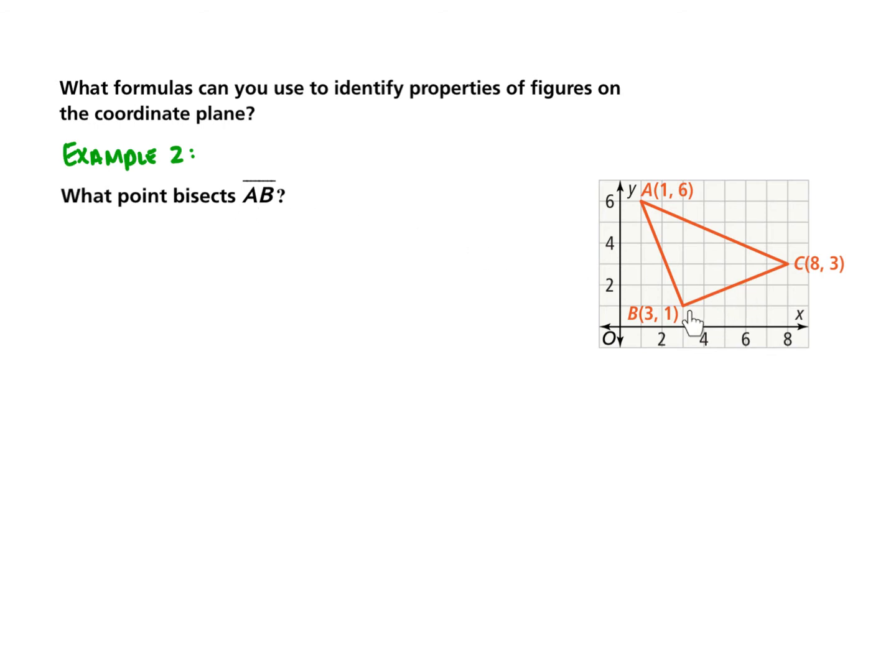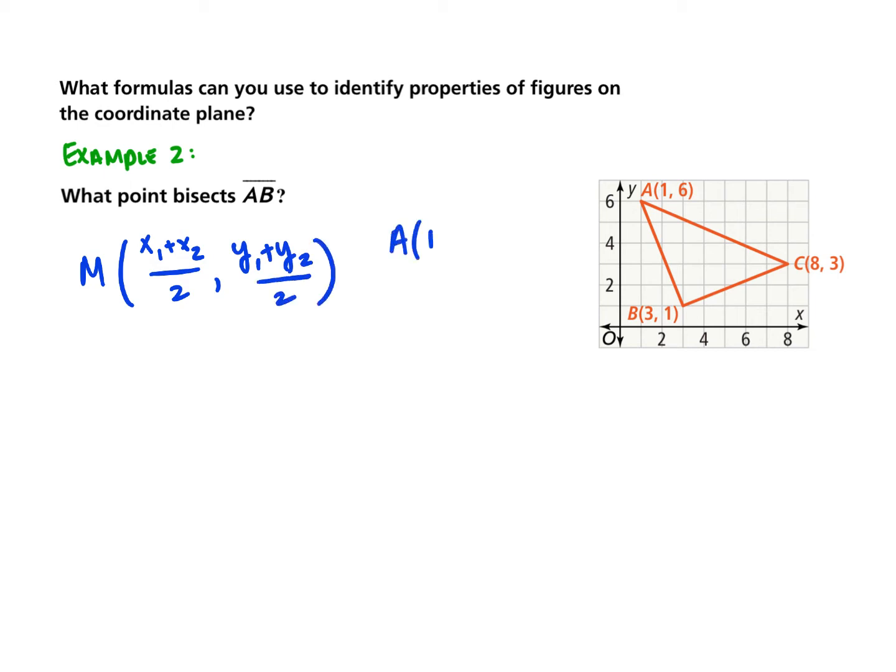The next question uses the same triangle, same corners, and it asks, how would we find the point that bisects segment AB? Well, to bisect it means to cut it exactly in half. It looks like it's somewhere around here. That looks to be about the halfway point between A and B. But of course we could use the midpoint formula. And our midpoint formula says that our midpoint will be at x1 plus x2 divided by 2, and then y1 plus y2 divided by 2.